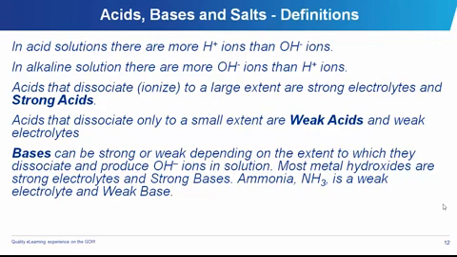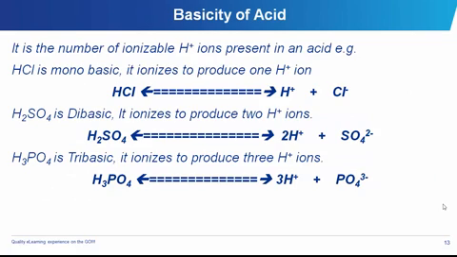Acids basically dissociate. When they dissociate, the strength of the acid depends on how strong the electrolyte is. An acid that makes very good electrolytes is known as a strong acid, while those with relatively weaker electrolytes are regarded as weak acids. This also relates to bases. Bases that make strong electrolytes are known as strong bases, while those that have weaker electrolytes are known as weak bases.